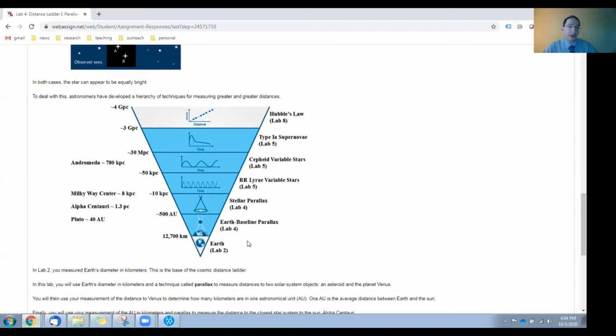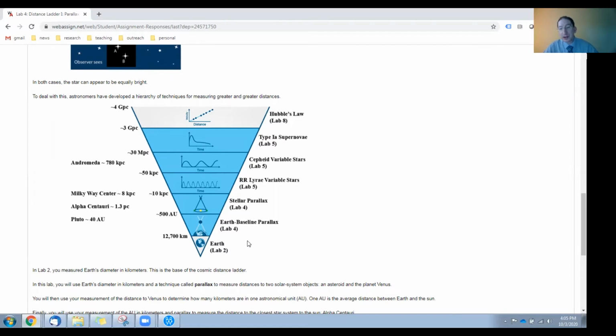In this lab, we'll use that diameter measurement and the parallax technique, which I'll describe in the next background section, to measure distances within our solar system. In particular, we'll measure the distance to a main belt asteroid and to the planet Venus. We'll then use that Venus measurement to determine the size of the astronomical unit. How big is the Sun-Earth distance?